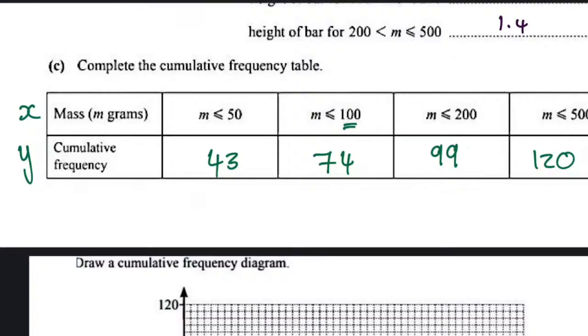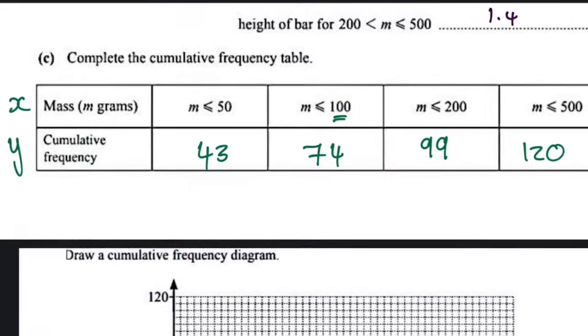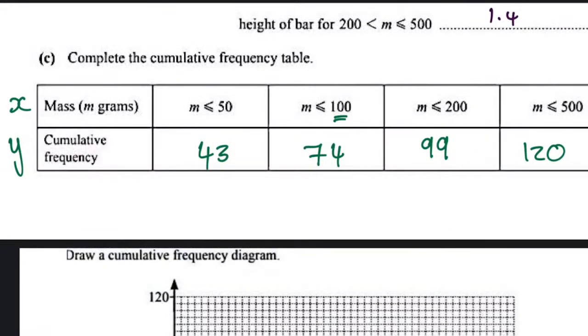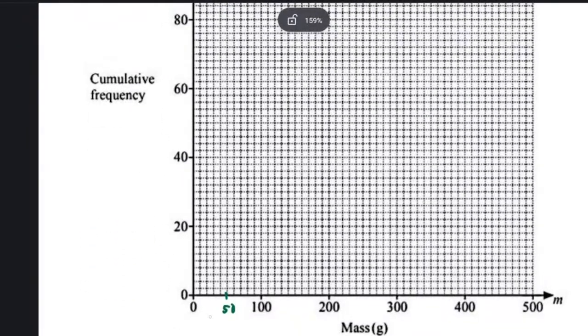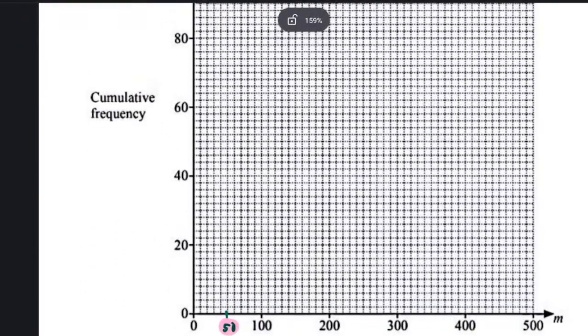When you want to sketch a cumulative frequency diagram, hear me. If you have this cumulative frequency table, remember, cumulative frequency is the y, which means the other one is the x. Which values are x? These values here, they are your x values. Then the other ones are the y. So here, my y is 43 when my x is 50. So let's go and get that 43. We found x 50 is here. Then we have to find y 43.